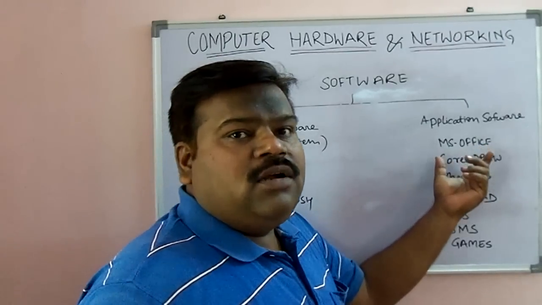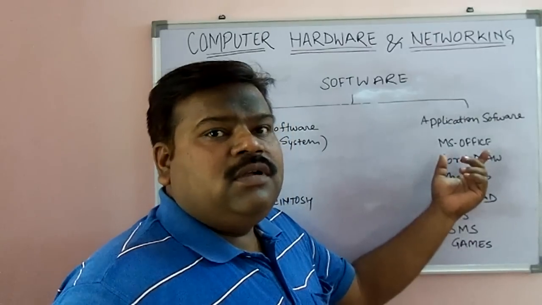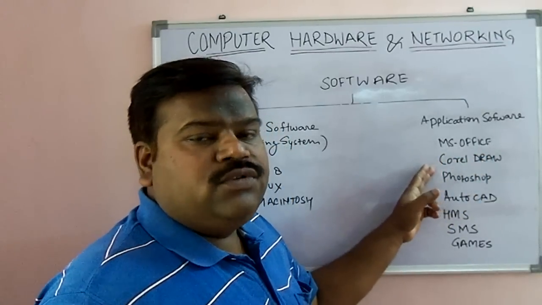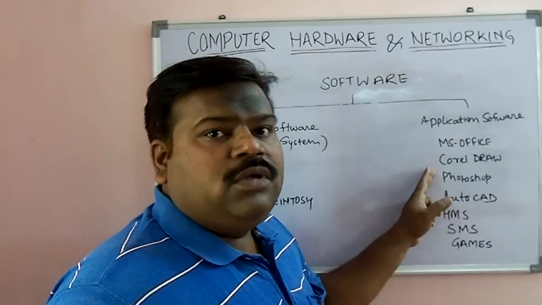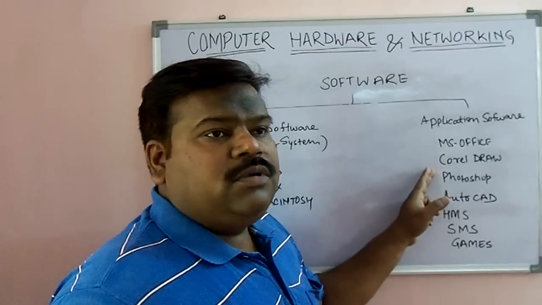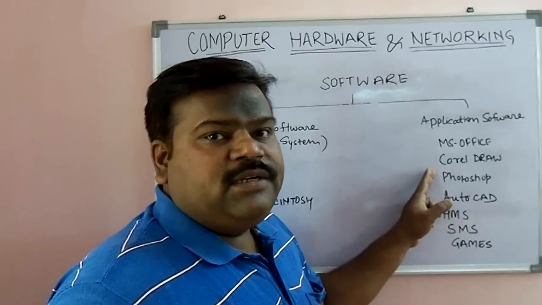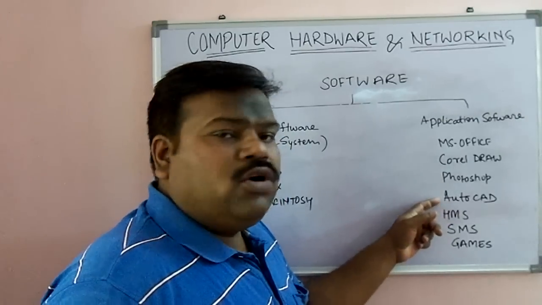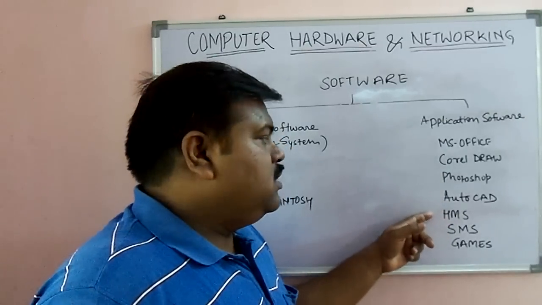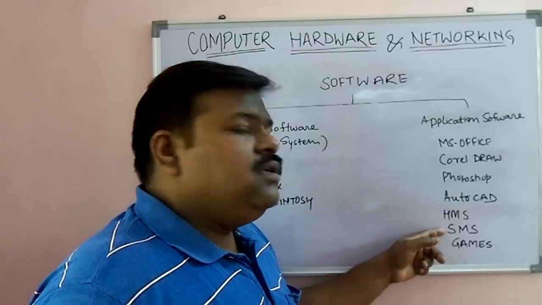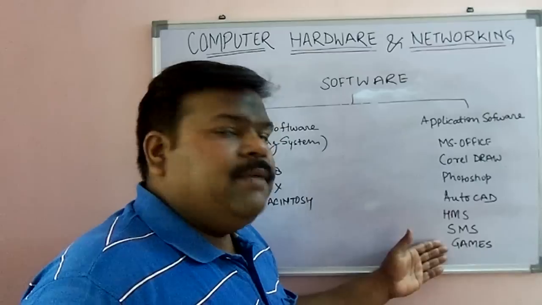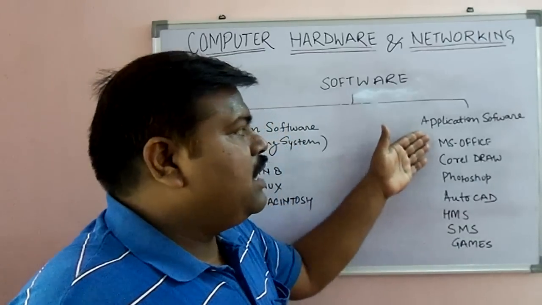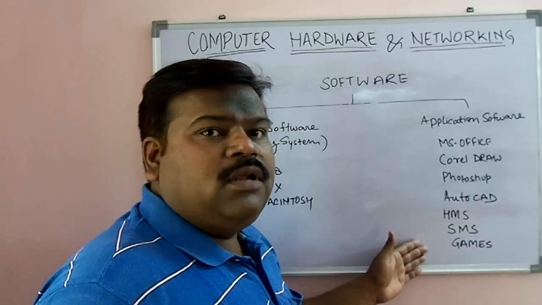A very popular application software is MS Office. It is a collection of Word, Excel, PowerPoint, etc. The other useful software is CorelDRAW, where people design. This is mostly used for desktop publishing work. The other is Photoshop for photo editing, AutoCAD for engineers, hospital management software and school management software. Games are also a type of application software. So these are softwares where people work.